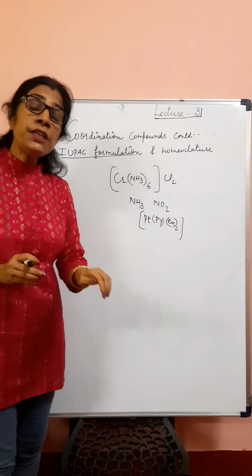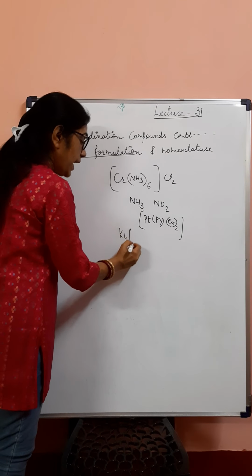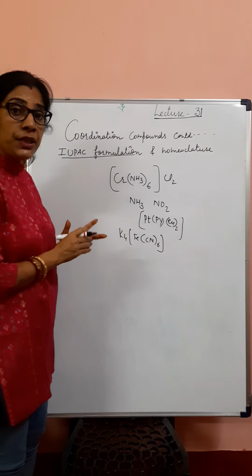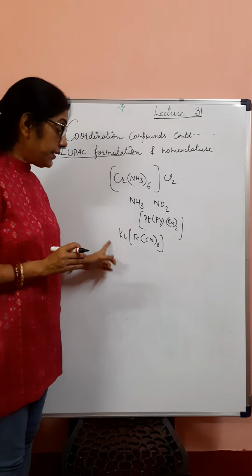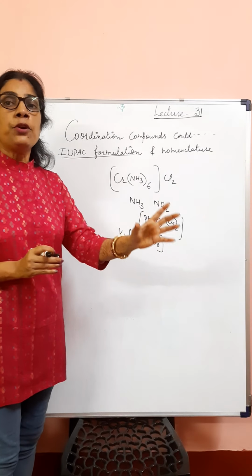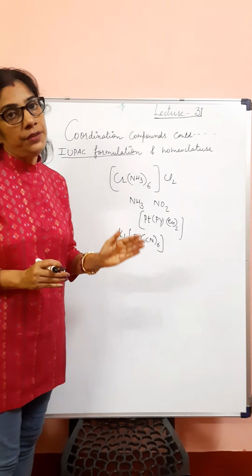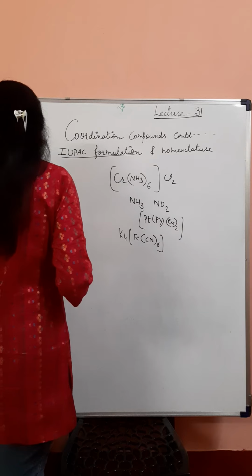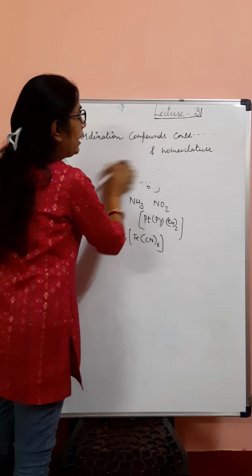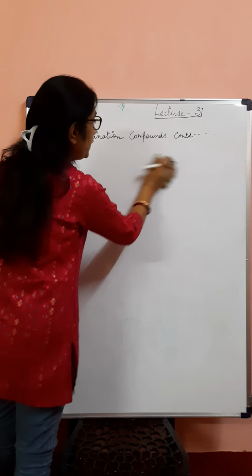If any cation is present in the complex, that should be cited first. Suppose potassium ferrocyanide. In this case, first of all we write the cation, then the central metal atom, followed by ligands, and the complex ligands have to be written in parentheses. And alphabetical order is a must to follow while writing the formula of coordination compounds.